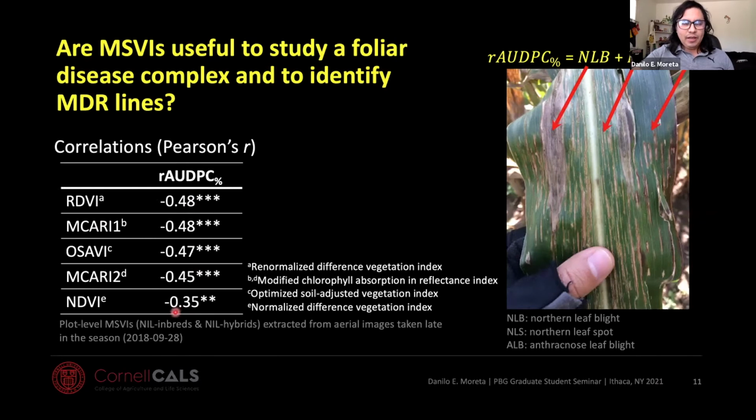It was interesting to see that the well-known and widely used NDVI was outperformed by the other vegetation indices. Although significant, this correlation seems to be low compared to those reported in the literature. So I think that the high background noise observed in the NIL plots contributed to these relatively low correlations. So I'm expecting that when I analyze the G2F plot, which was highly uniform, these correlations are going to be stronger because the soil background noise won't be an issue.